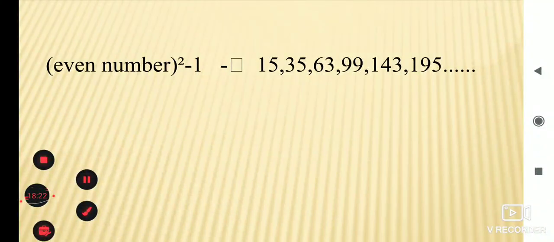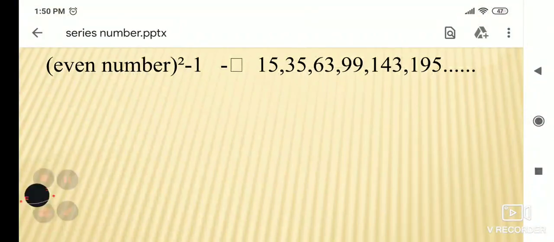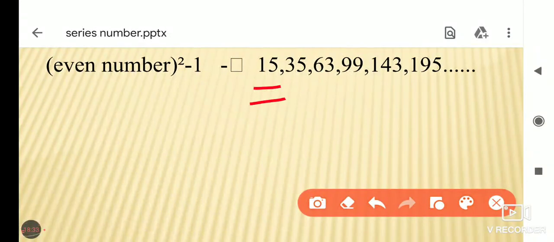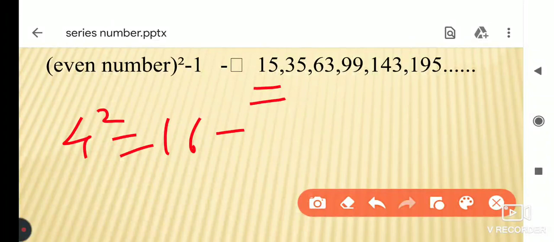So the next example is even number square minus 1. Even number square minus 1 means, if we add 1 to 15, we get the answer, that is 16. So 16 is the square number of 4. So 4 square is equal to 16, minus 1, that is 15.